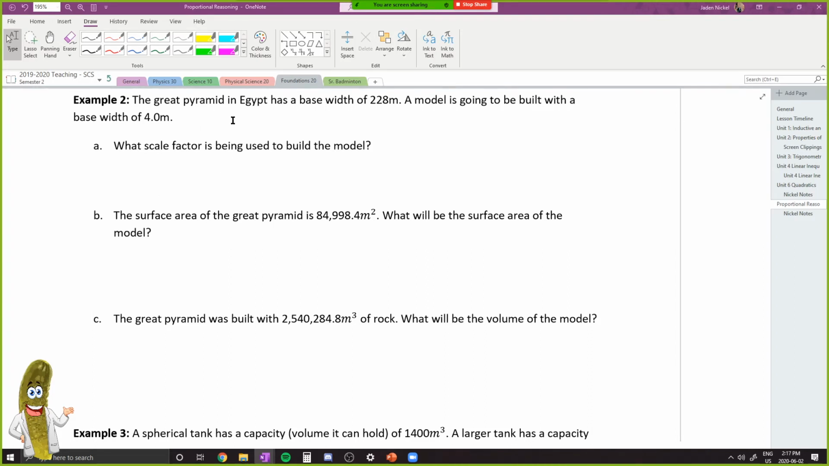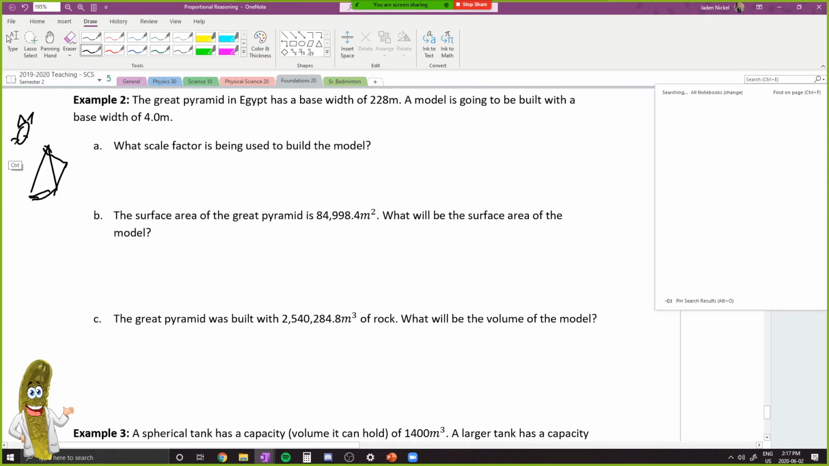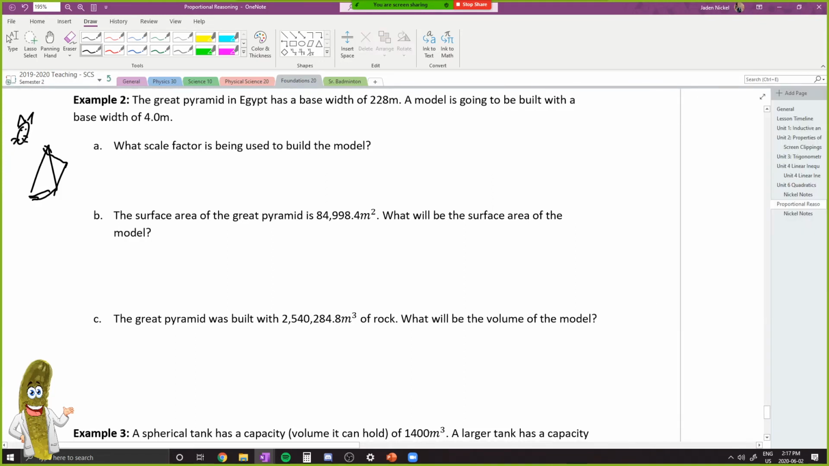So we have the Great Pyramid in Egypt. I'm going to draw it; my first rendition in my little notes was really, really bad. So let's see how this goes. Here's a pyramid. Yep, just about as bad as the other one. And then here's the little Sphinx that likes to sit there. I'm going to give him a couple whiskers. There's the Sphinx. Looks like a cat on a rollerblade or skateboard or something. Anyways, what scale factor is being used to build the model?